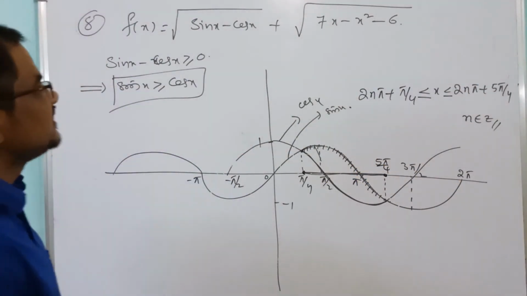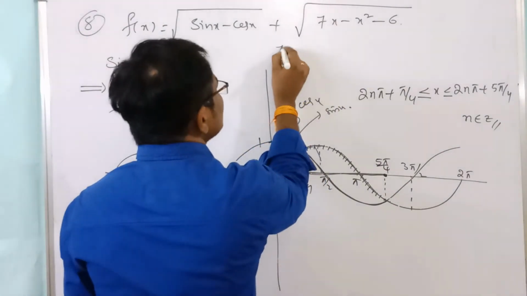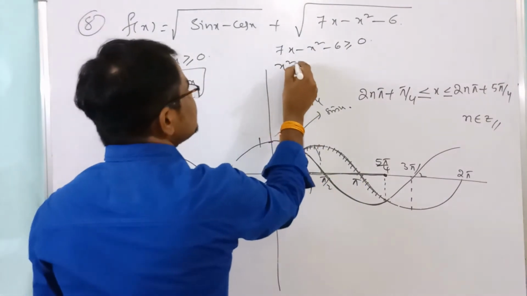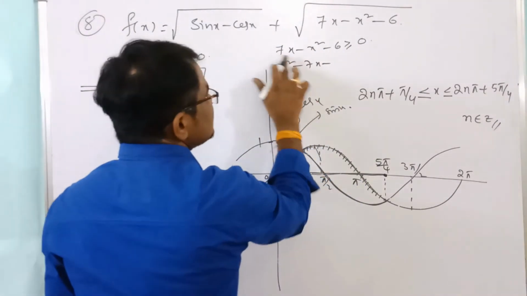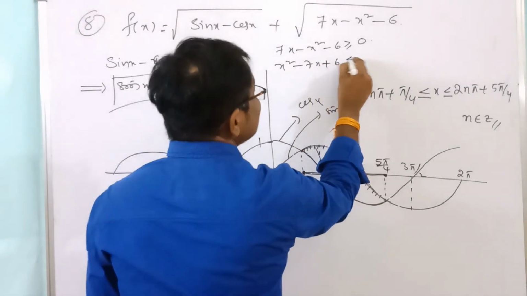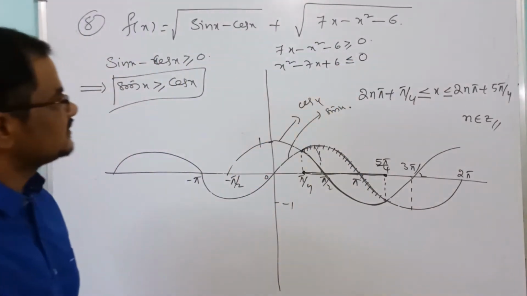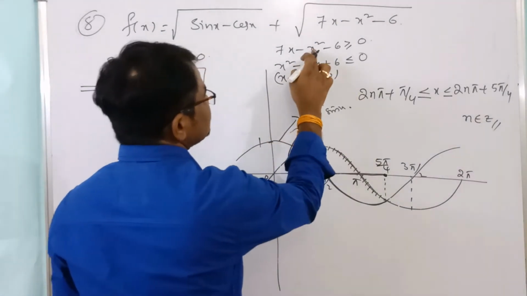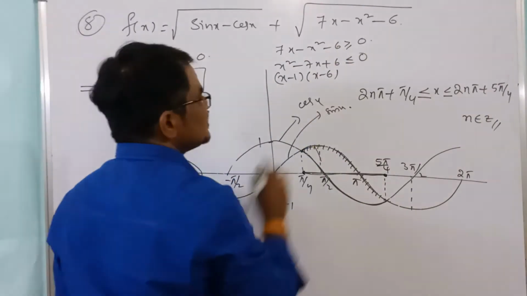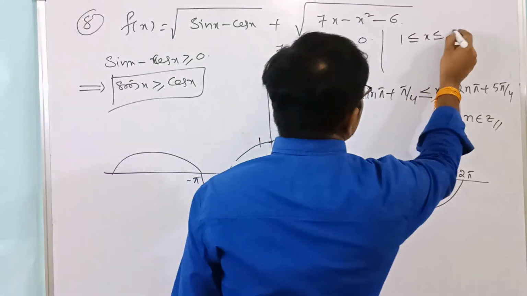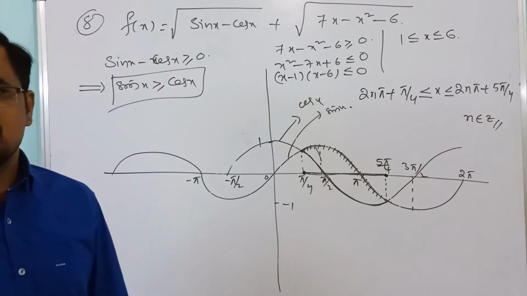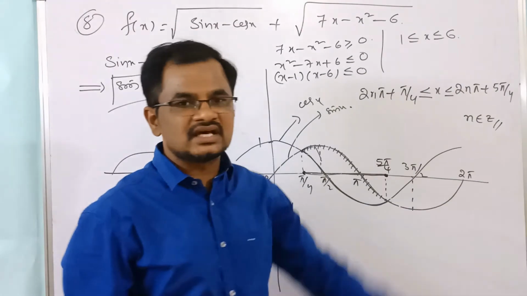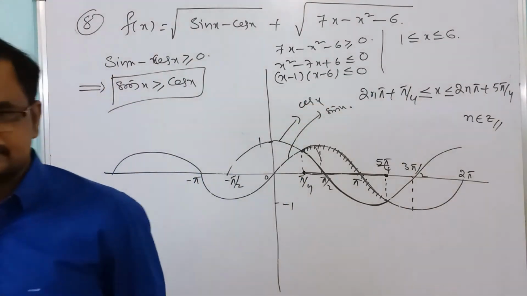And now this one: 7x minus x square minus 6 greater than or equal to 0. That is x square minus 7x plus 6 less than or equal to 0, right? Next, x minus 1 times x minus 6, so 1 less than or equal to x less than or equal to 6. Okay, no? Solve this one.